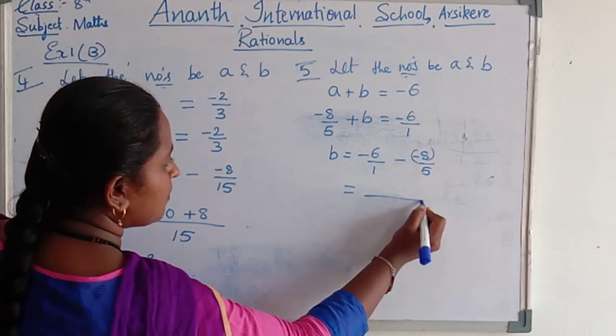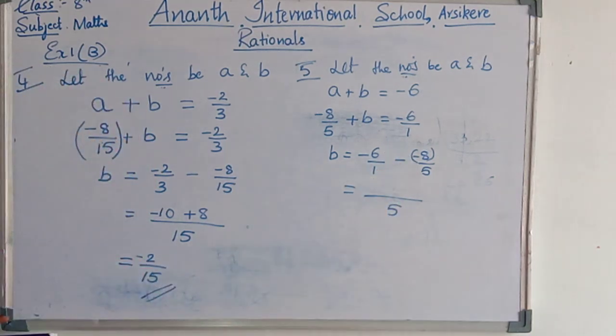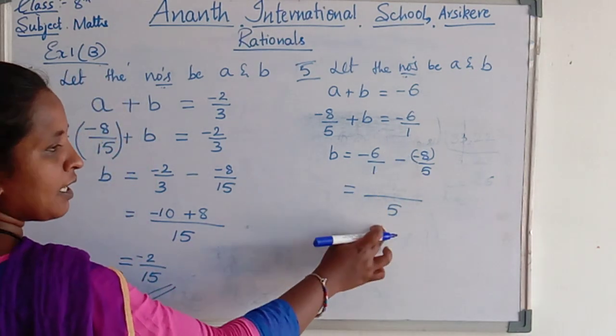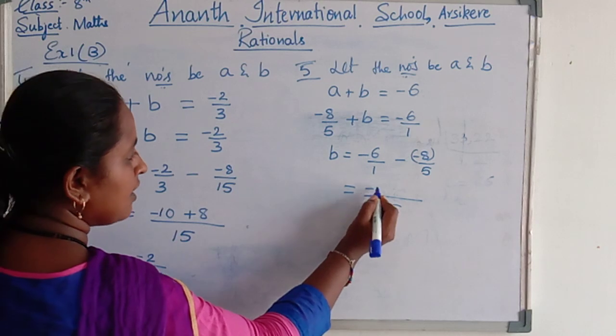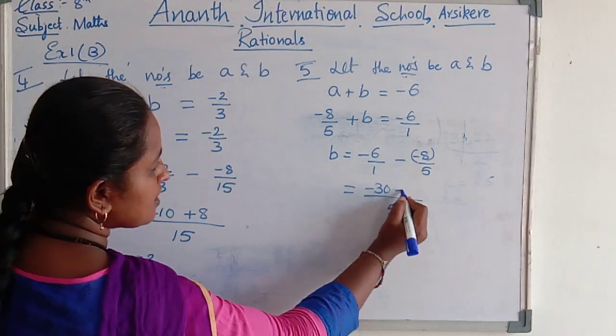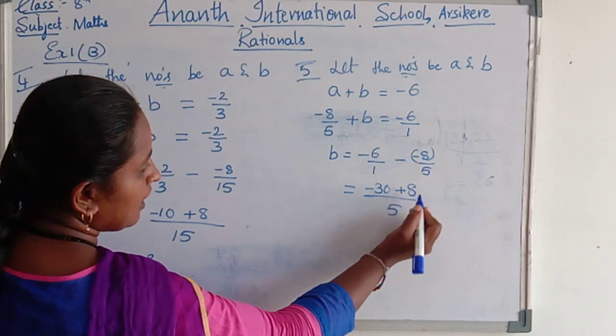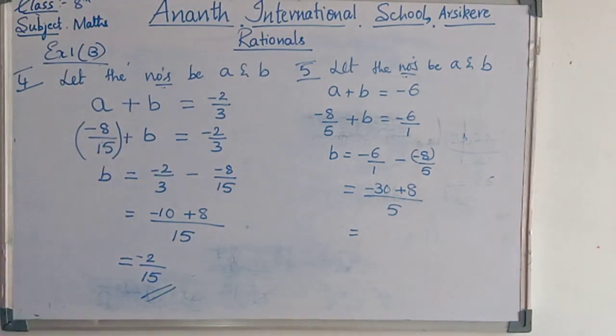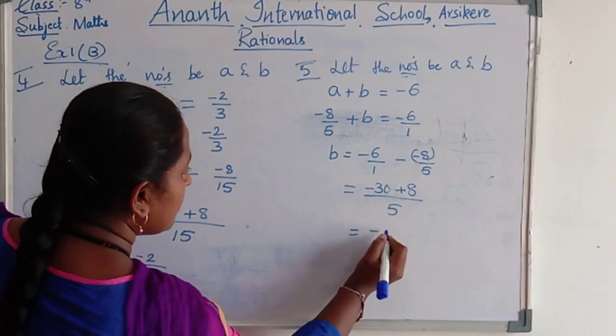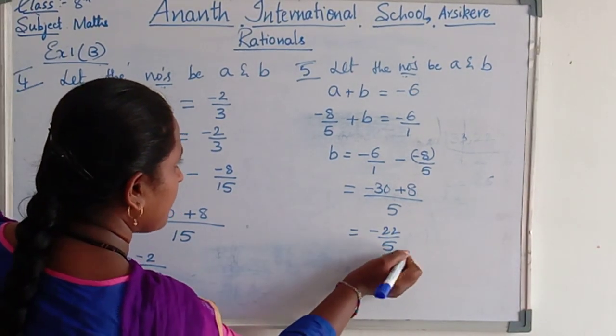Then 1 by 1 and 5. The LCM is 5. 1 how many times? 5 times. 6 5s are 30. Minus into minus is plus. 5 how many times? 1 time. It will become 8. So 30 minus 8 is nothing but 22. Minus 22 divided by 5.